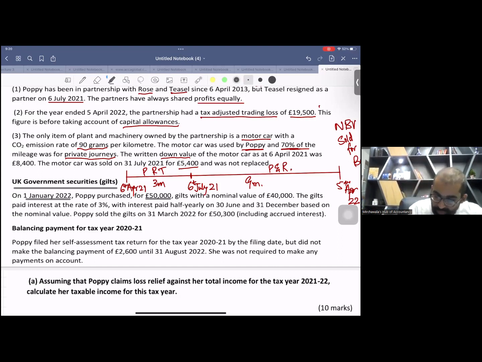Now, purchased for 50,000 gilts with a nominal value of 40. Yes, this is relevant. This is always used for interest. The gilts paid interest at 3%.